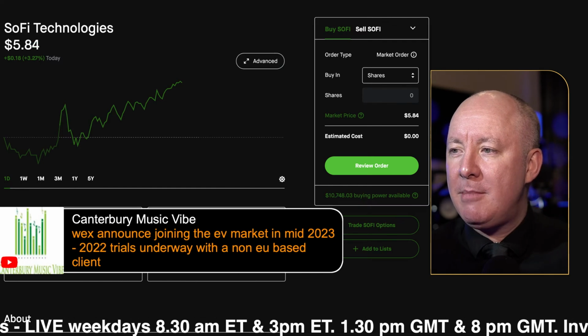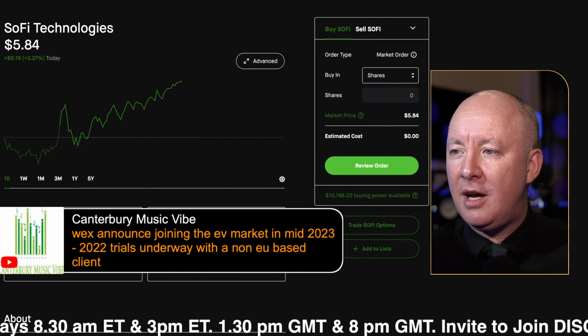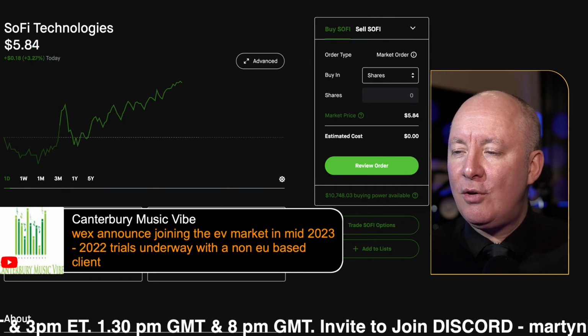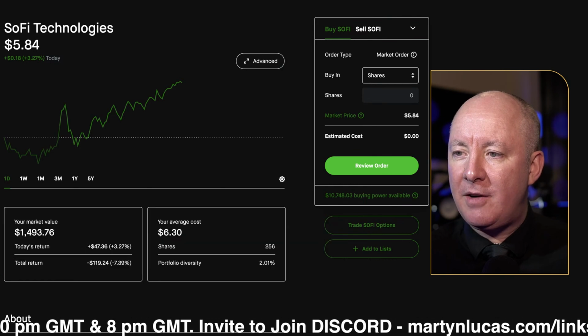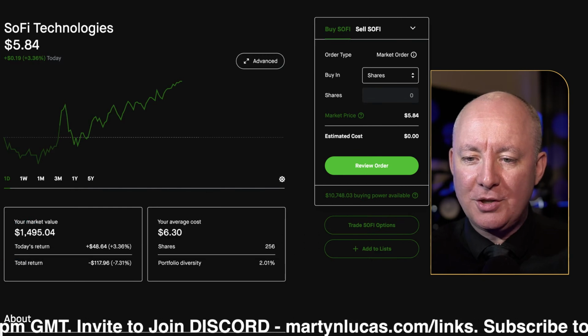WEX announcing the EV market mid-2023, 22 trials underway with a non-EU based client. Thanks, Tom. I've sold at 4.3, Seb, going to buy back in at 365. Very, very nice indeed. Rolls Royce, says Stephen Rowe, where we haven't got to that yet, but it's just around the corner.